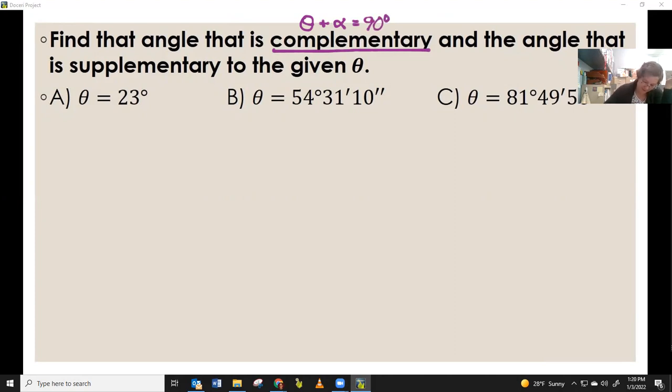What about supplementary? Remind me on that one also. Add to 180, so theta plus alpha equals 180. I'm going to change that to a beta just to be a little bit different. Theta plus beta equals 180 degrees. All right, so for the first one, we want to find complementary and supplementary. Part A over here, we've got 23 degrees.